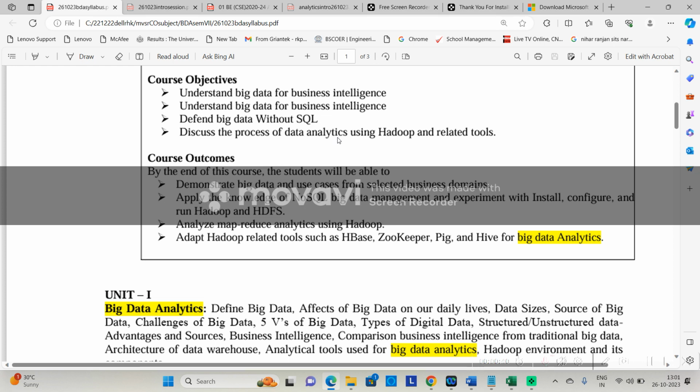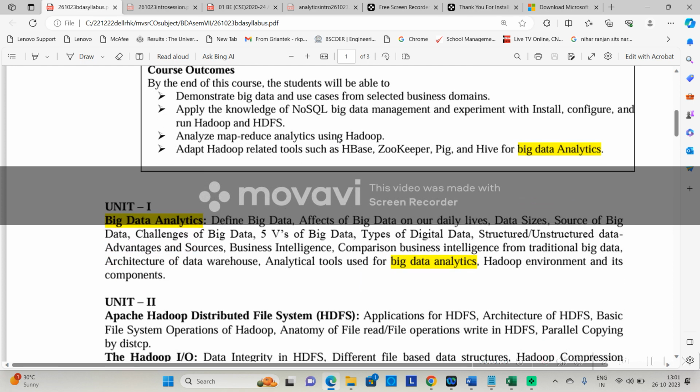The course outcomes are use cases of big data, NoSQL, installation of Hadoop, configuring HDFS, apply MapReduce using Hadoop, apply tools such as HBase, Zookeeper, Pig and Hive for big data analytics. Let us give a cursory glance at the syllabus.